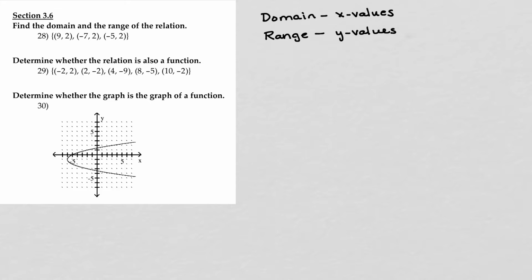So to find the domain, I'm just going to list all of the x values, and they are 9, -7, and -5. They don't have to be in numerical order. They can be, but they don't have to be. And the range is the set of y values. So in this case, the y values are all the same, so I just have to list that value once. So I have one element in my range and 3 elements in the domain, and that's the end of that problem.